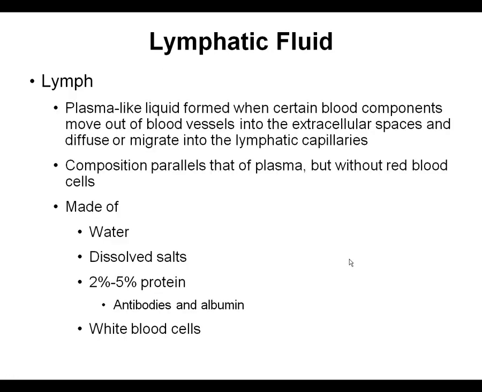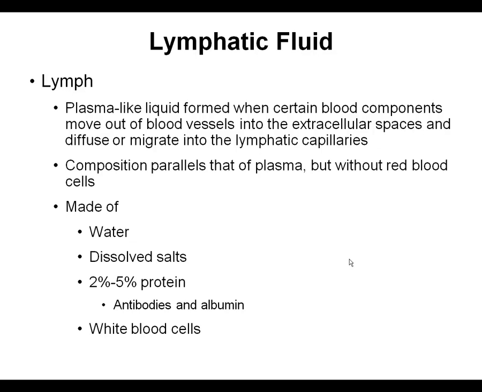The lymph is the fluid that goes through the lymphatic system. This is going to be a plasma-like liquid. It's going to be formed when certain blood components move out of the blood vessels themselves into the extracellular spaces. Once they're in those extracellular spaces, they're going to diffuse into lymphatic capillaries. Once in those lymphatic capillaries, now it becomes lymph.